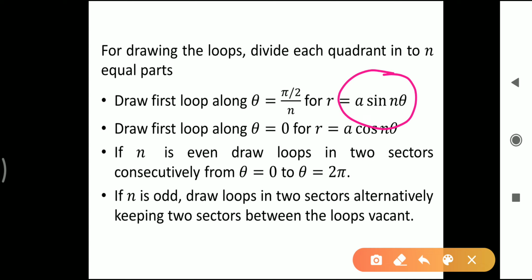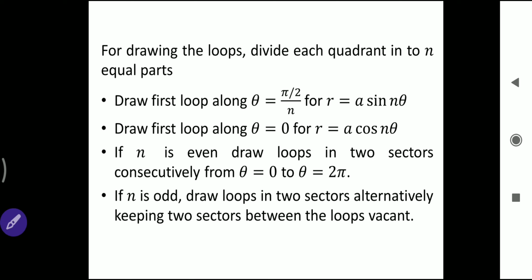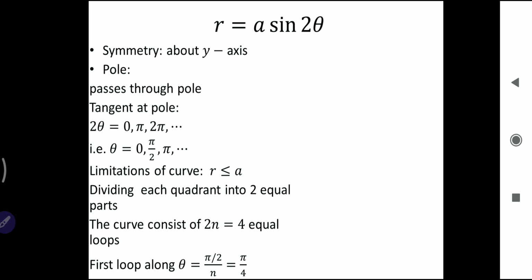If n is even, then the number of loops is more, 2n loops are there, so we are going to draw the loops in consecutive sectors. We are not going to leave any sector blank. And if n is odd, draw loops in alternate sectors. I'll tell you the sector. Sector is nothing but the area between two tangents. It's called a sector. Okay, so let us see one example of sine and one example of cos.